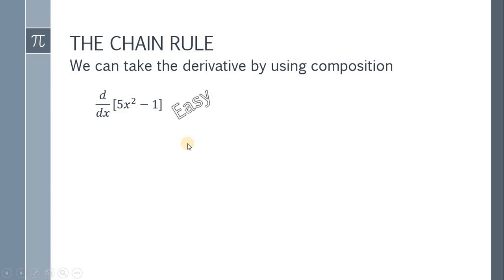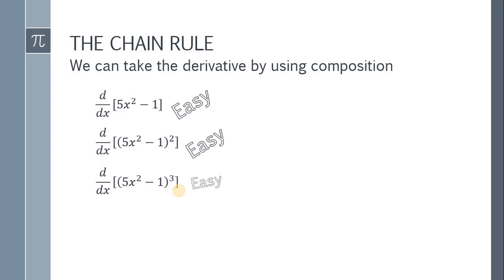Now, how about lagyan natin ang exponent? Let's say the derivative of 5x squared minus 1 raised to 2. Now, paano natin kukunin yung derivative niyan? Sir, napakadali lang yan. Gagamit natin ng FOIL method, simplify natin, then kukunin natin yung derivative bawat term. So again, this is easy. Next, gawin natin derivative of 5x squared minus 1 raised to 3. Sir, medyo madali kasi i-multiply lang natin yung 5x squared minus 1 ng 3 beses and then kukunin natin yung derivative bawat term. And we're done. So, ibig sabihin, madali pa din.